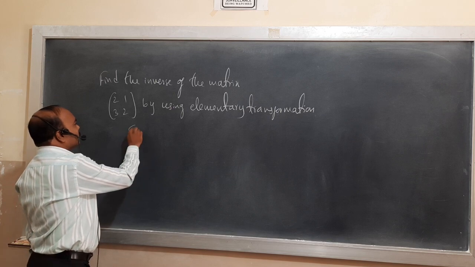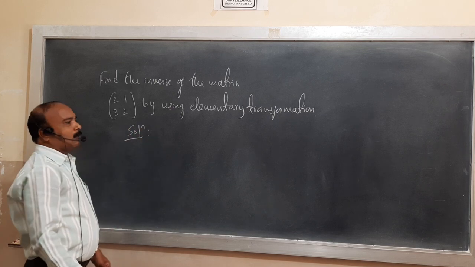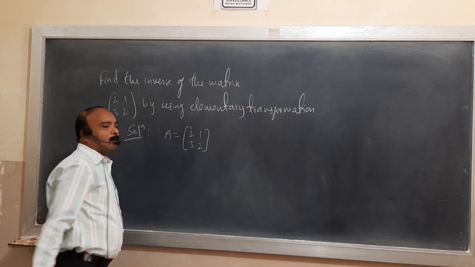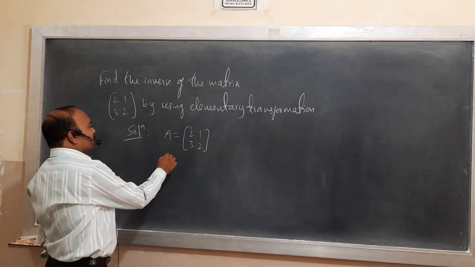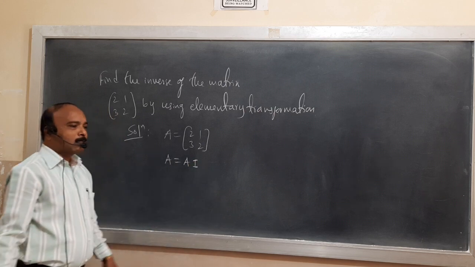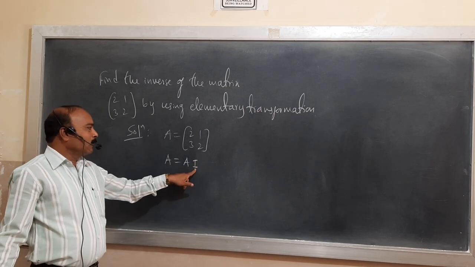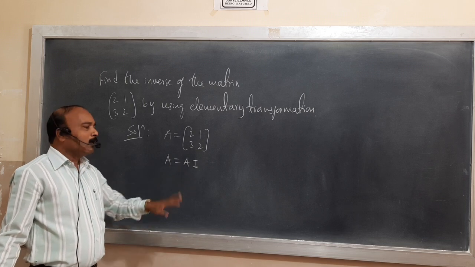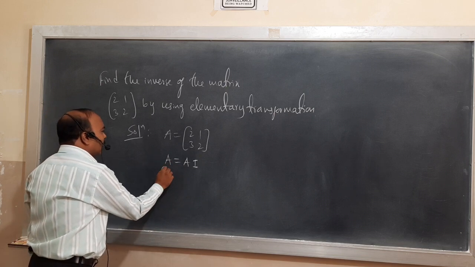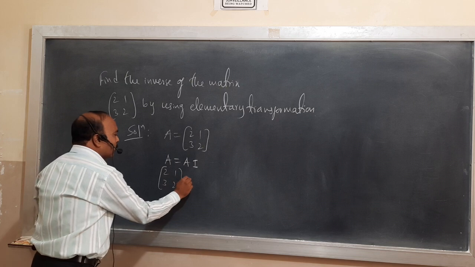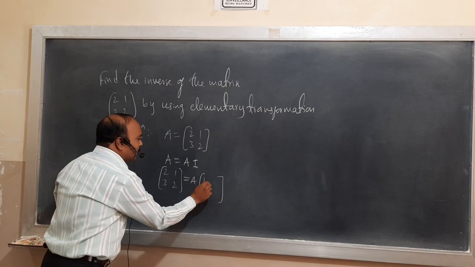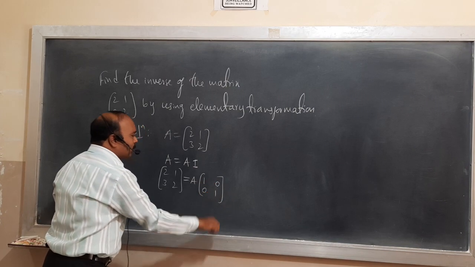Now first we take this given matrix as A equal to 2 1 3 2. It is a square matrix of order 2. Then we know that A can be written as A into I. In identity matrix or multiplicative identity, we know this property. A is always written as A into I. According to this, you substitute the values of A and I. A I will write as 2 1 3 2 equal to this A as it is. I means it is identity matrix 1 0 0 1.